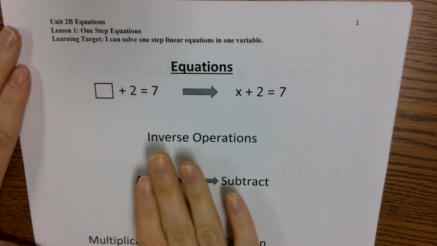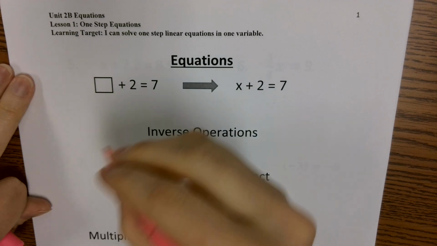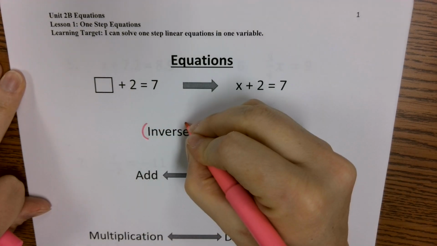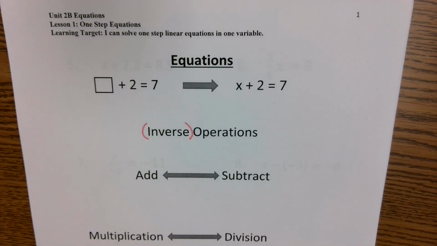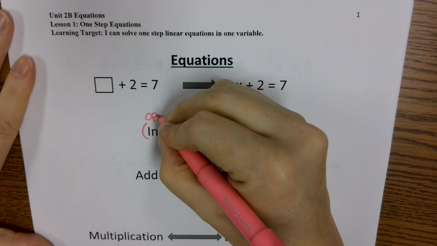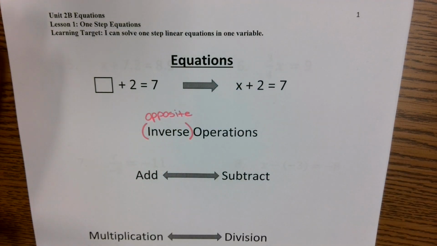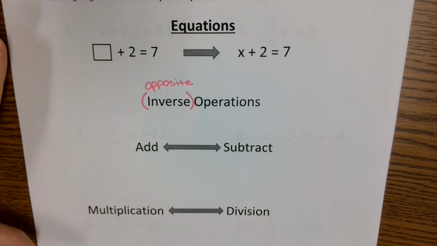Now, we need to also have an understanding of what is inverse. So when we talk about the word inverse, who can raise their hand and tell me what is another word for the word inverse? What does inverse mean that we're actually doing? Opposite. Thank you. So when we talk about inverse, we're actually talking about opposite. So inverse operations would be opposite operations.